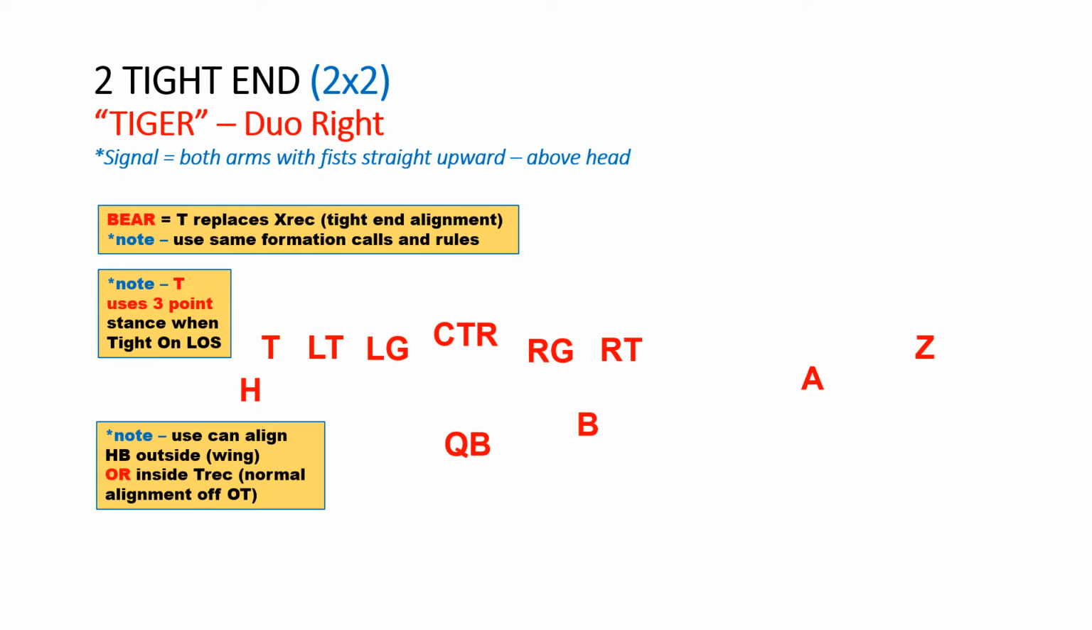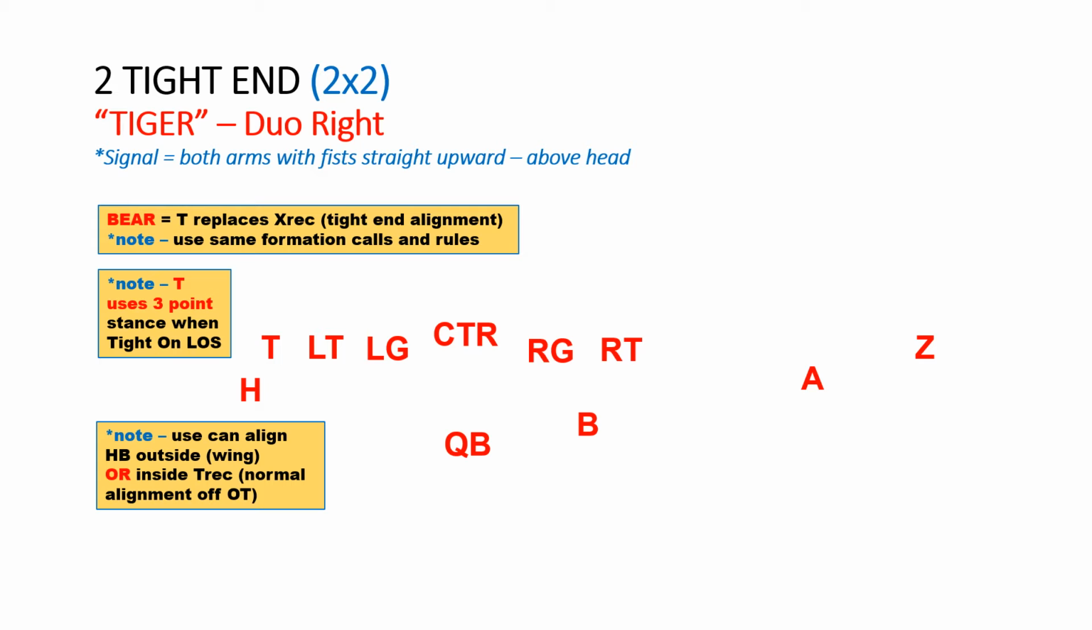All right, our first two tight end set we'll do out of a 2x2, which is our duo right call, same as always. We just use a tiger verbal call on the sidelines, and then the signal is both arms and fists just straight upward. Once the players see that, then we know we've got a second tight end, which we call the T receiver now, replacing the X receiver when we go tiger.